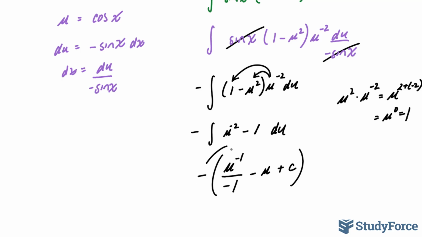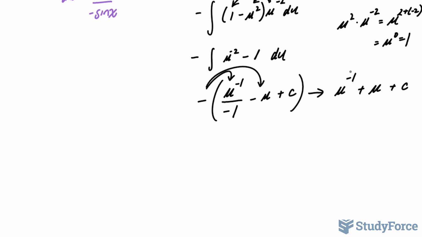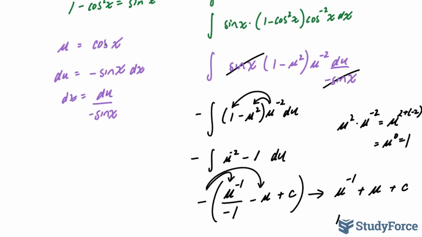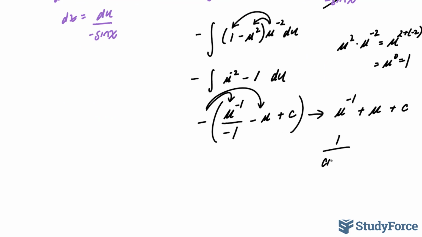Now I'm going to multiply this negative inwards. And the sign for the c doesn't matter, where I end up with u to the power of negative 1, these two negatives cancel out, plus u plus c. Now using the relationship I showed above, this becomes 1 over, and I'm also going to replace this u back with what I had it assigned, cosine x, plus cosine x plus c.